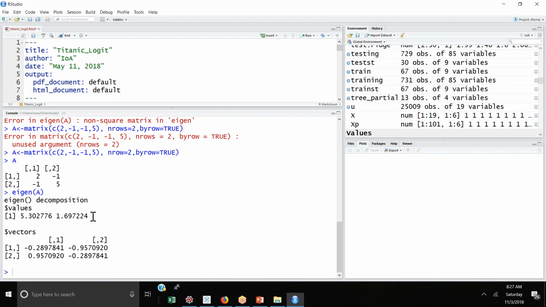What do you see? Eigenvalues are the same, 5.3 and 1.7. Are you with me? Yes, sir. And these are the eigenvectors, column wise. You have to take it column wise. But interestingly, when I put together these eigenvectors as a matrix, it's a symmetric matrix, isn't it? Yes, sir. It is a symmetric matrix.